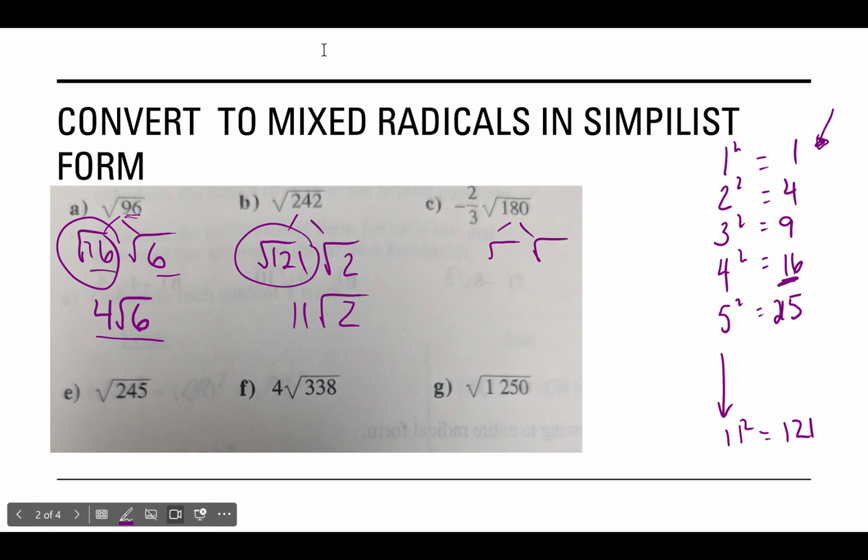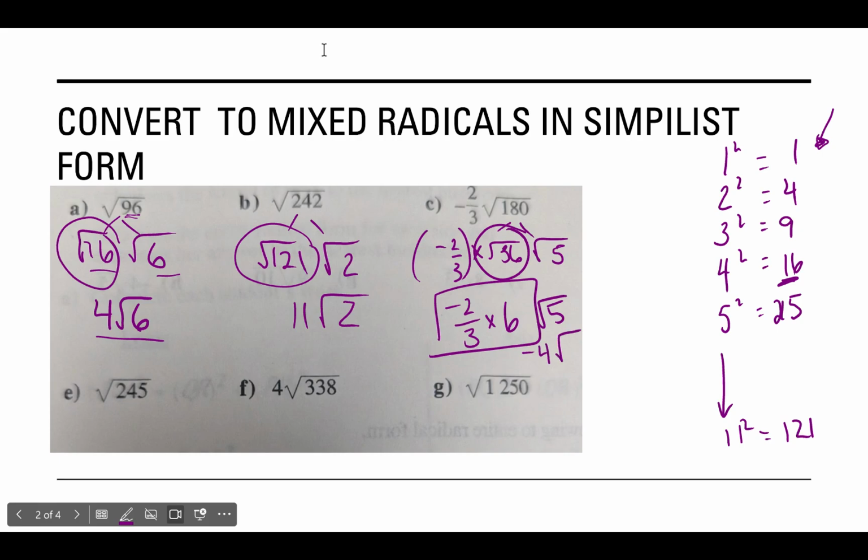So for this one, the root of 180 can be 36 times 5, but this number, negative 2 over 3, that's still there, and it's just getting multiplied by whatever we end up with. So the root of 36 is 6, so you're going to have negative 2 over 3 times root of 36, replace it with 6, times root 5. Then we can plug this part into the calculator, negative 2 over 3 times 6, and that's going to equal negative 4, so you have negative 4 root 5 is your final answer.